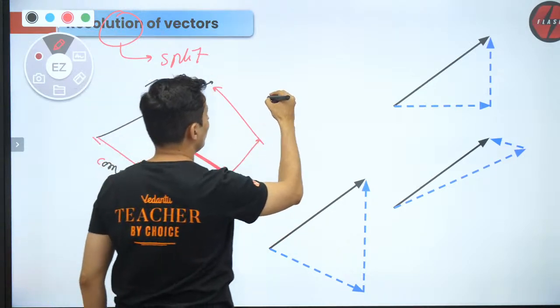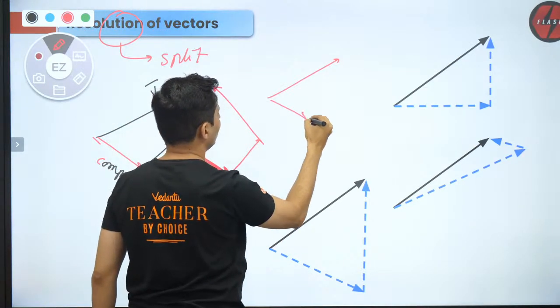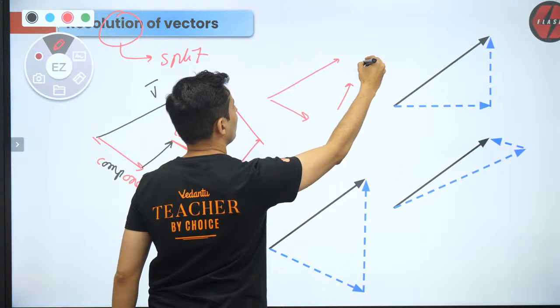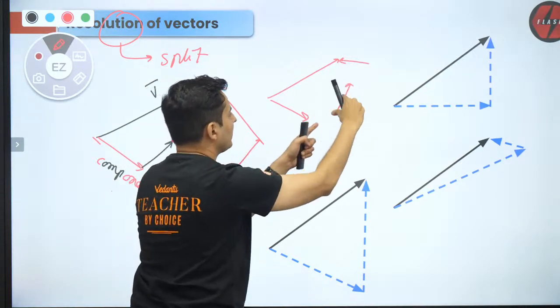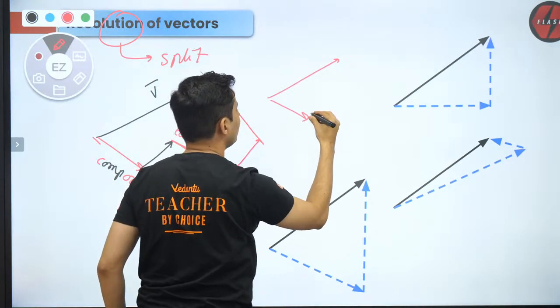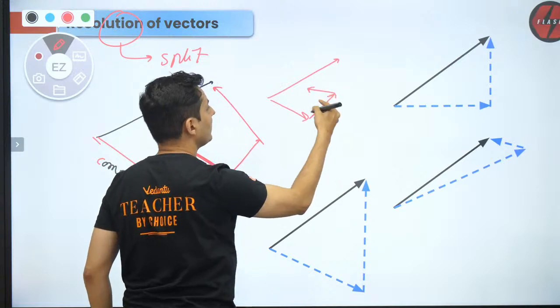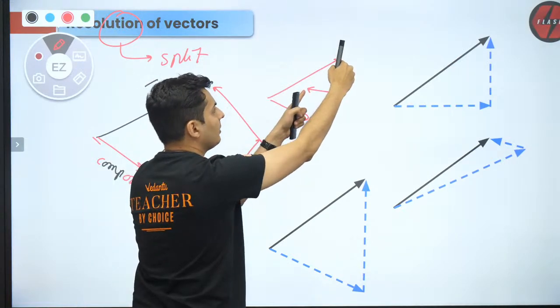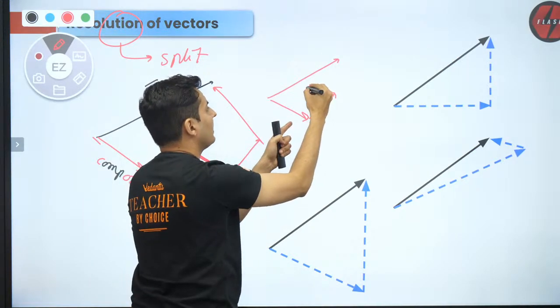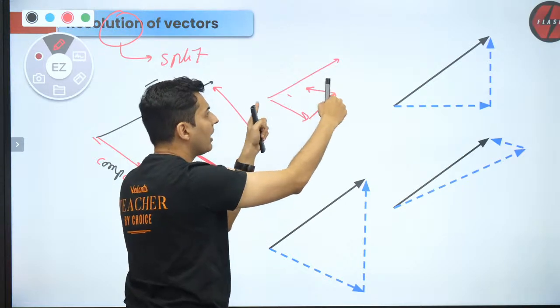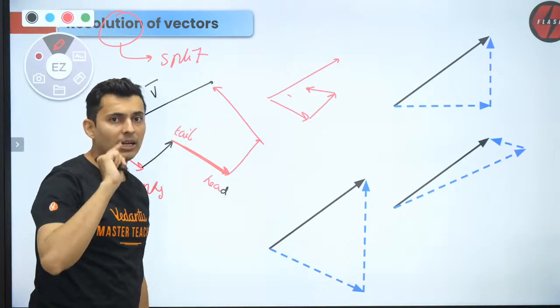It's incorrect to have a vector like this and then I say, okay, it is this vector plus this vector plus this vector. No, it is not matching. You have to bring it and see whether they actually end at the final point. If it is not ending at the final point, then these three vectors are not the components of the original vector. Keep that in mind.